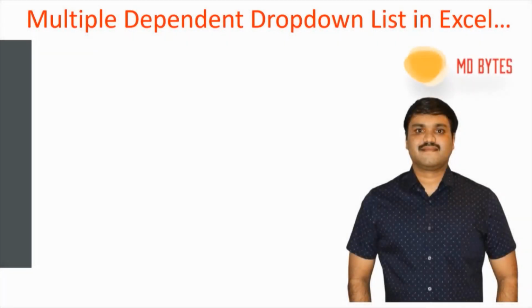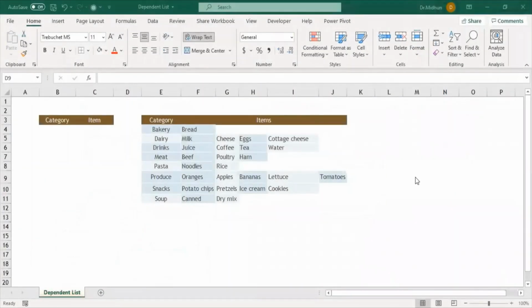Welcome to MT Bytes. In this video tutorial, you are going to watch how multiple drop-down lists are created in Excel. Lists are commonly used data validation in Excel, but multiple drop-downs are used when we need categorized lists. In this worksheet, we have certain data needed to be categorized.